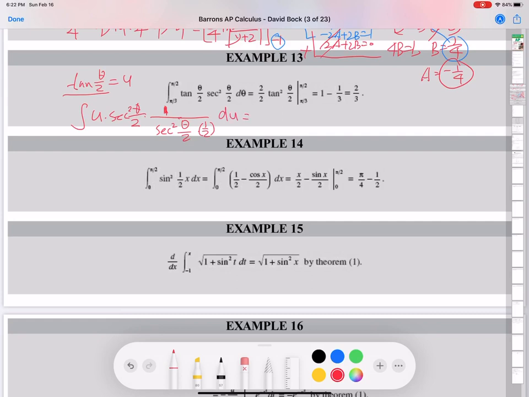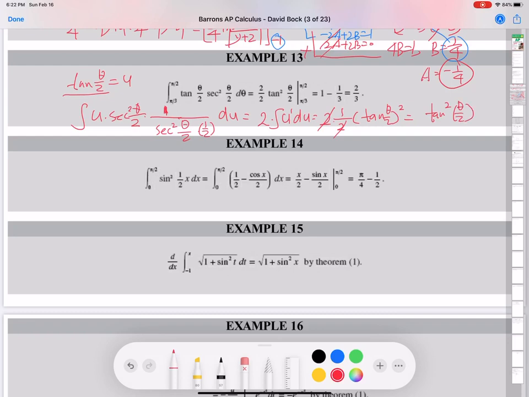So 1 over 2 is just 2. So 2 times the integral of u du, so u to the first power. So 2 times, by the power rule 1 over n plus 1, that's 2, and then u to the n plus 1 power, that's u squared, plus C. What was the u part? The u part is tangent theta over 2. So tangent squared theta over 2.